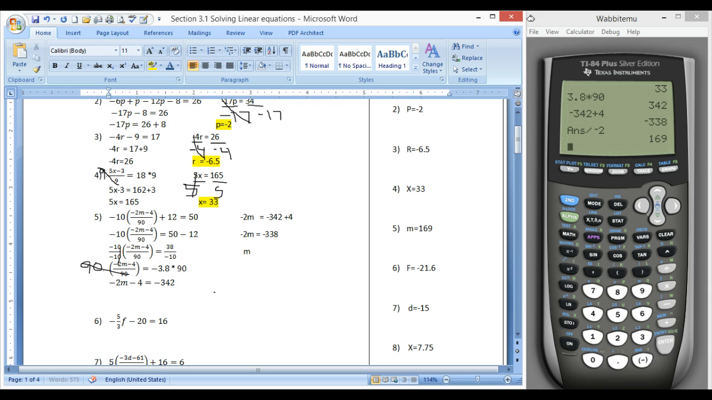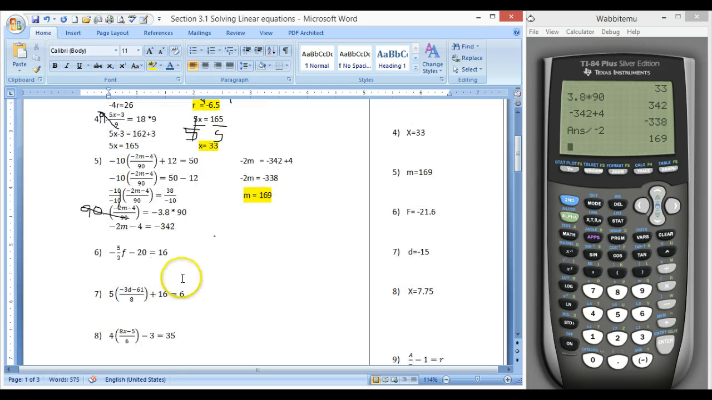And so the next step would be m, because the negative 2 cancels out. And then the negative 338 divided by the negative 2, negative divided by negative is positive, and I typed that into my calculator and got 169. There we go. Okay, let's move on to 6.